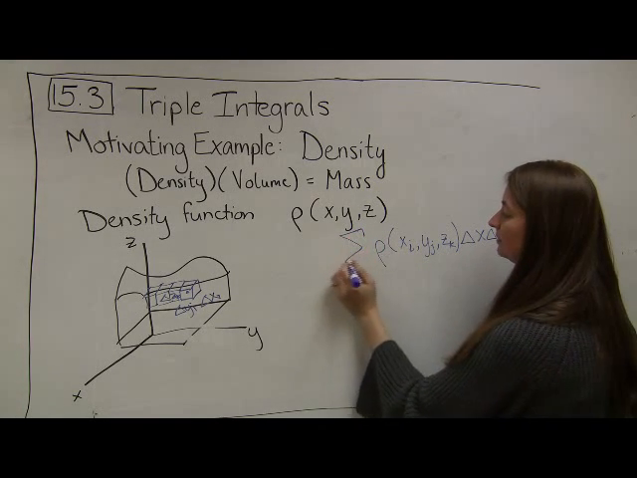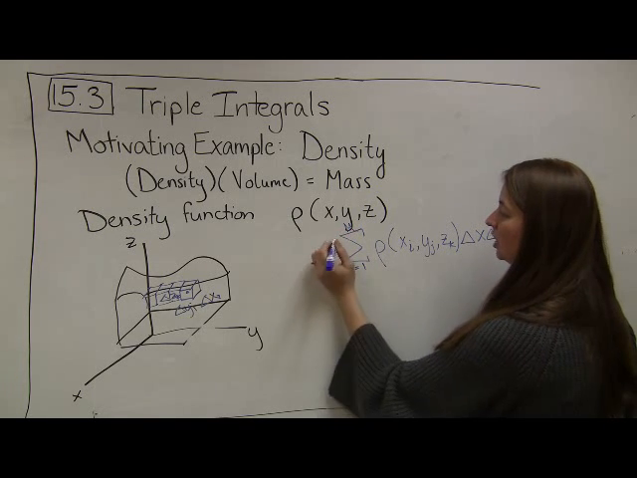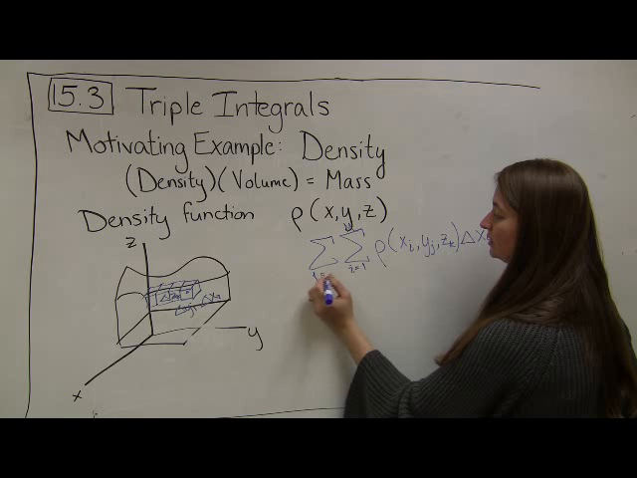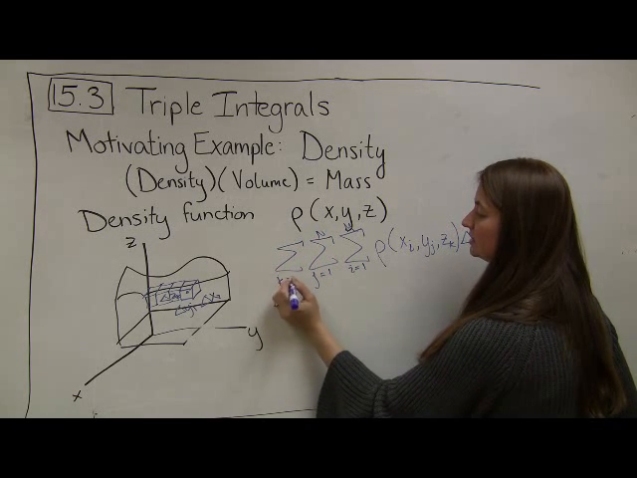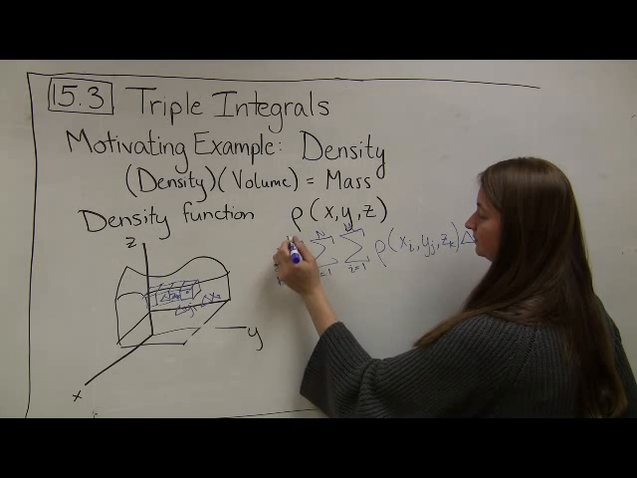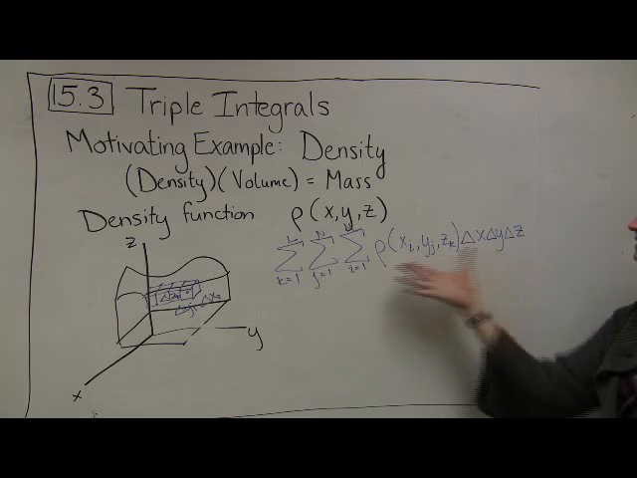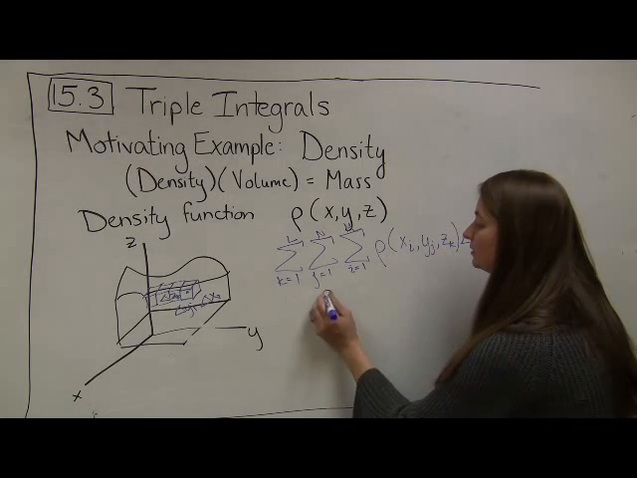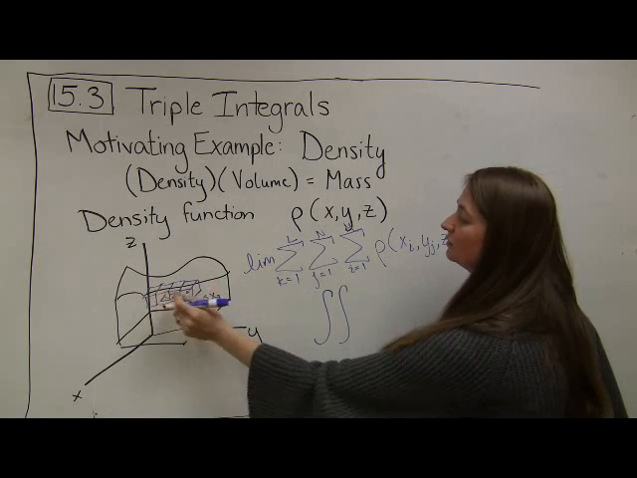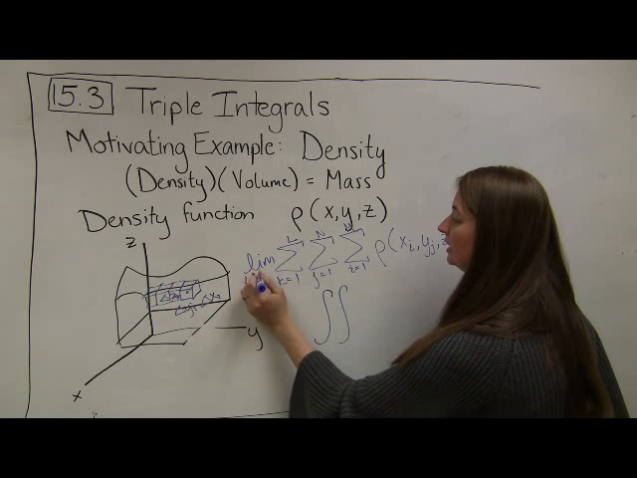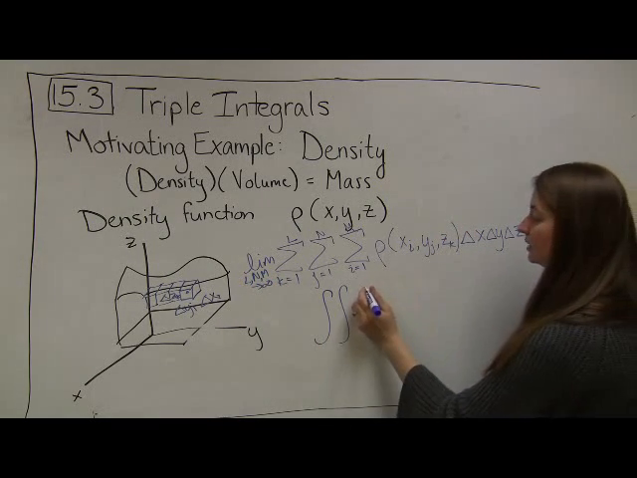Now I need to sum over all the cubes in the x direction, all the cubes in the y direction, and all the cubes in the z direction. This is just a bunch of formal notation. This formal notation I don't care about. This is the motivating idea behind what a triple integral is, which, when I take the limit of this, as the number of cubes goes to infinity, L, N, M approach infinity, that's exactly where I get my integral.